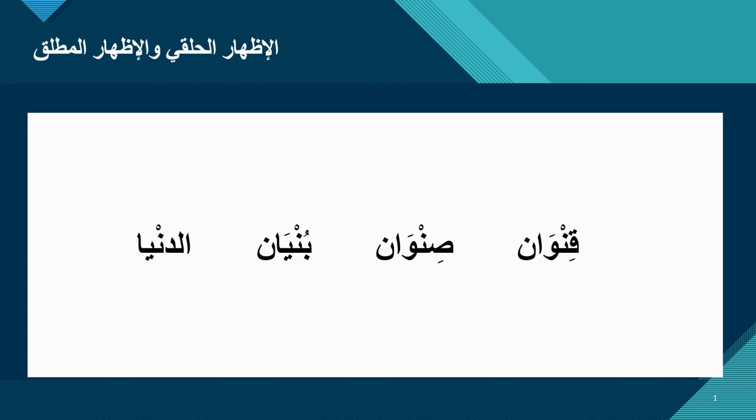So what are these words? These words are قنوان, صنوان, بنيان, and الدنيا, right? So we have Noon Sakin and after it is a Waw or Ya. Though we don't do Idgham here because, like we said, Idgham of Noon As-Sakeenah and Tanween is in 2 words, cannot be in 1 word. So what we do here is إظهار, and this is the difference between الإظهار الحلقي and الإظهار المطلق.